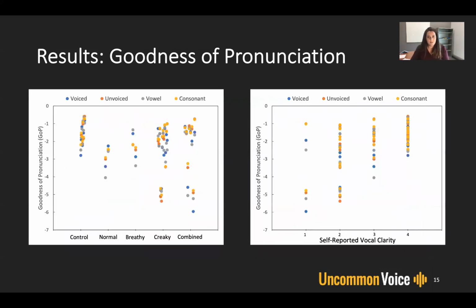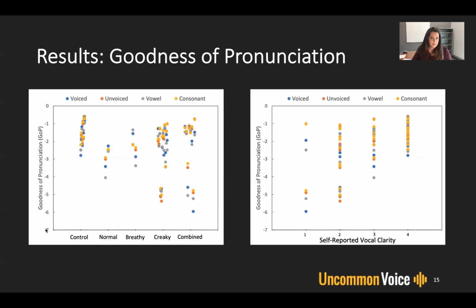We also decided to run an algorithm called the goodness of pronunciation algorithm on our data. This is basically a scale where the closer to 0, the better, the easier it was to be understood, or the better the pronunciation. Here we took a couple of different slices of the data: self-reported control, normal, breathy, creaky, or combined. If they're control speakers, the goodness of pronunciation is pretty bunched up here. The normal group are individuals who had a voice disorder but rated their voice as having a normal quality, meaning it was as close to somebody who didn't have a voice disorder.